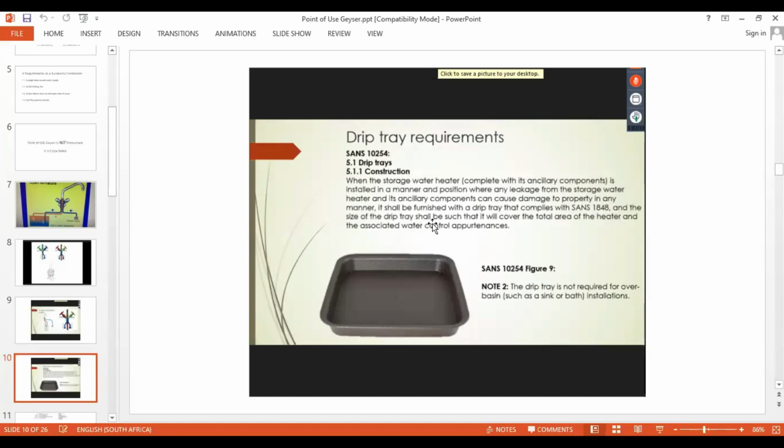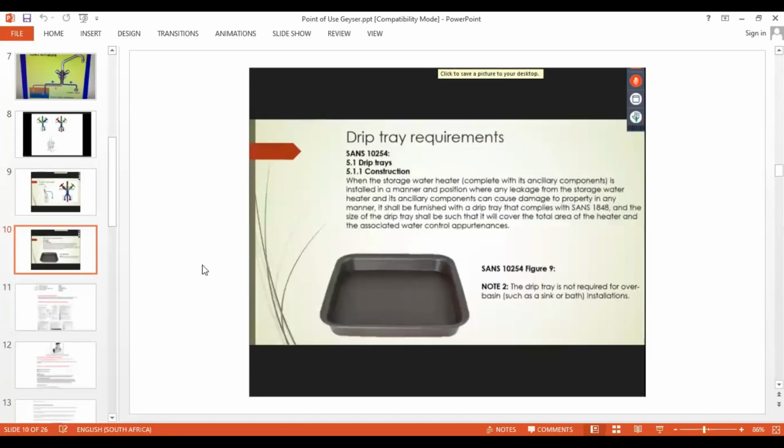Remember, a drip tray is also made to a SANS standard 1848. And unless it complies to that, whatever plastic you use, if it does not comply to SANS 1848, you cannot use it. So that is why it is essential then to go and have one made up, probably out of galvanized steel. And remember, if you're along the coast, to have it coated for water protection.